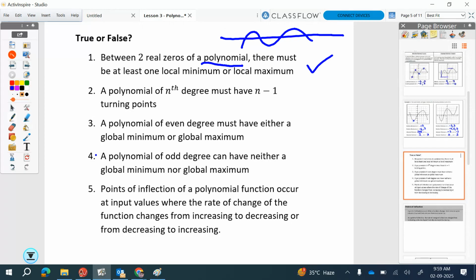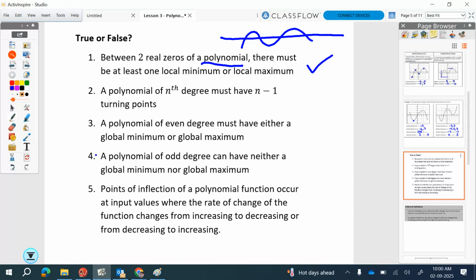Question 2. A polynomial of nth degree must have n minus 1 turning points. False. Why is it false? Because it's not the degree of the polynomial that matters. Proof is really hard to do. To prove things is quite difficult. To disprove them is very easy. You find one counter example. Find me a counter example that would show this one to be false.